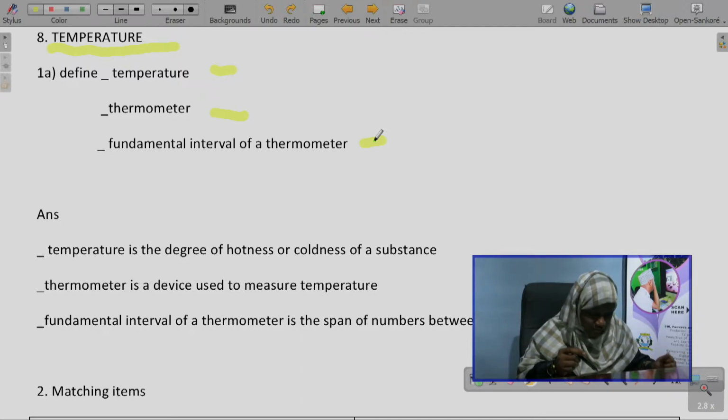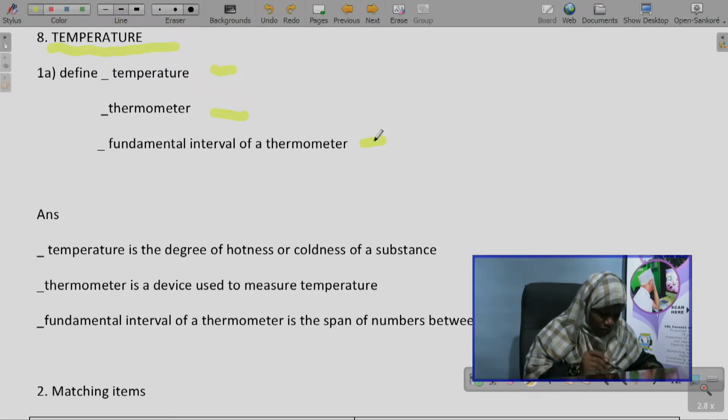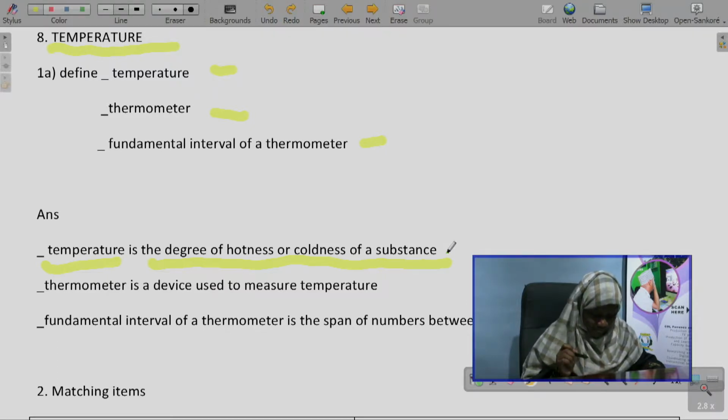These are very commonly asked terms in the exam, so it's very important that we remember them by understanding. The definition of temperature is the degree of hotness or coldness of a substance. When I say temperature, I mean the amount of hotness or coldness of a substance. It's not necessary that the body is hot for it to have a temperature. It can also be cold.